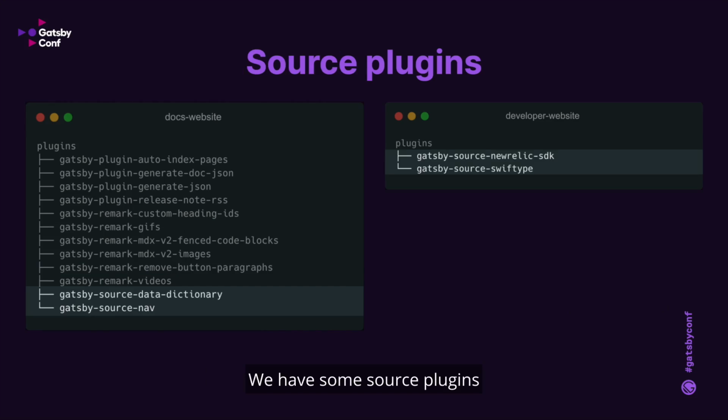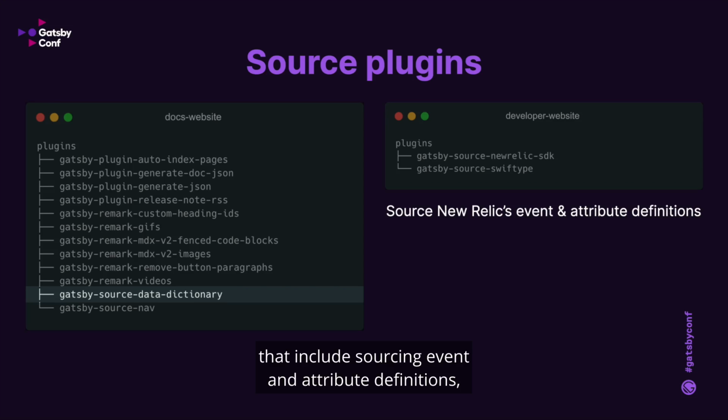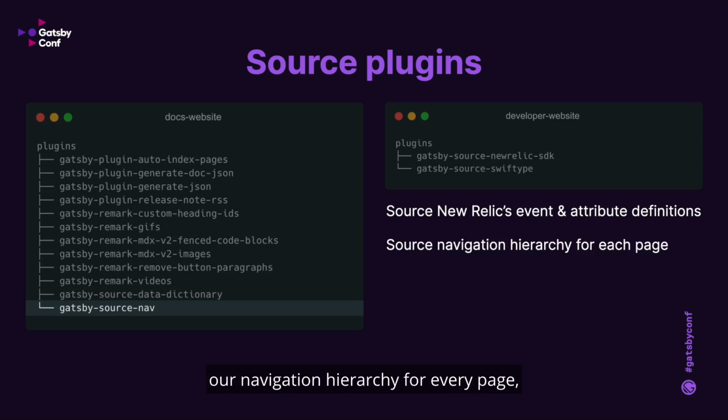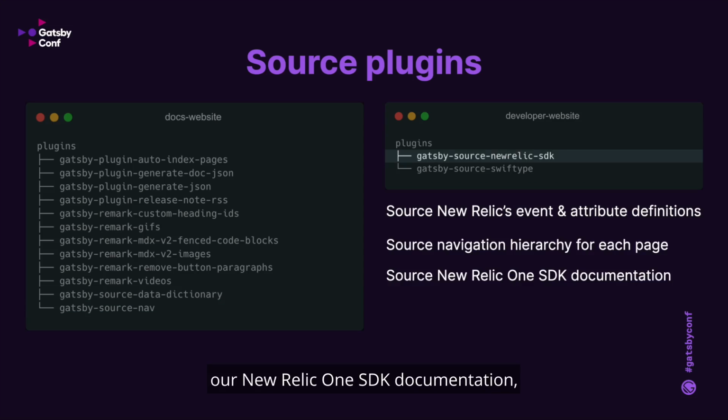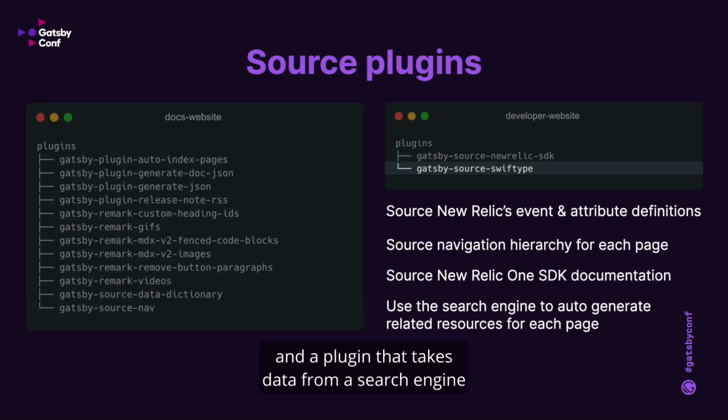We have some source plugins that source data into our GraphQL layer, that include sourcing event and attribute definitions, our navigation hierarchy for every page, our New Relic 1 SDK documentation, and a plugin that takes data from a search engine to automatically generate related resources for every page.